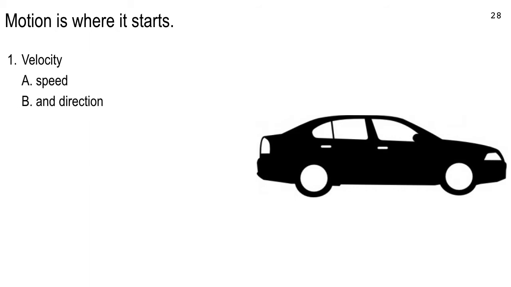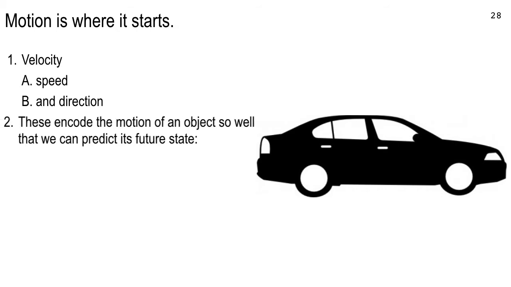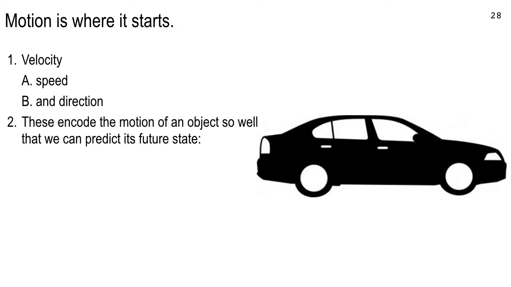Velocity is a speed and a direction. You have to know where you're going and how fast you're going there. And these encode the motion of an object so well that you can predict its future state. If you know the direction you're going, and if you know how fast you're going there, all you got to know is how long you're traveling, and you'll know exactly where you're going to end up at some future time, 1 minute from now, or 1 hour from now, or however long you travel at that velocity.